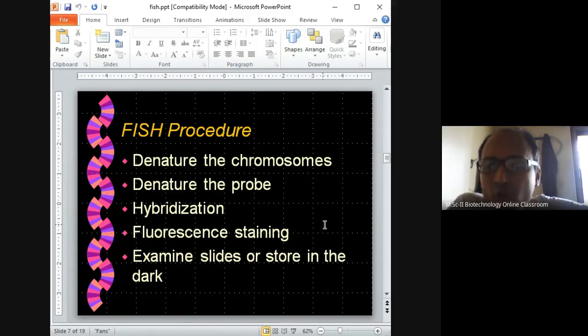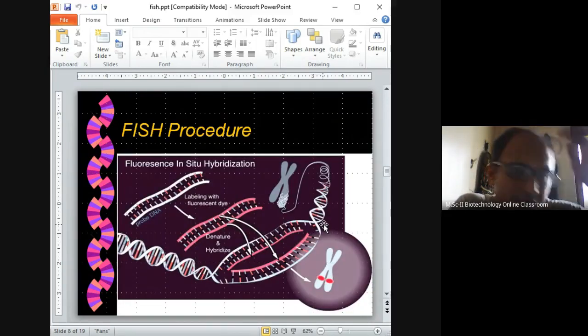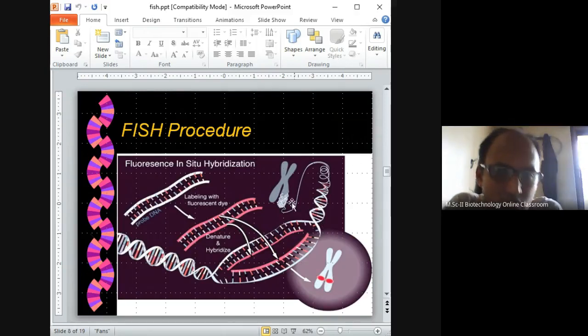The level of fluorescence and the locations will help you to determine the gene map, to study the chromosome structure and its morphology. So this is in brief the procedure. This is the chromosome present inside the cell. This is the probe. We will denature the probe and put it inside the cell on the chromosome, which is already denatured. It will go and bind and it will emit the signal something like this.